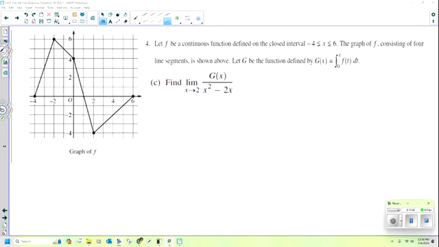I like this one. I like it a lot. Okay? So 4C, find the limit as x approaches 2 of g of x over x squared minus 2x.